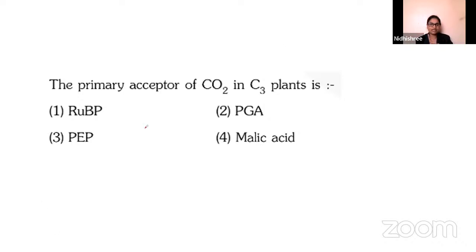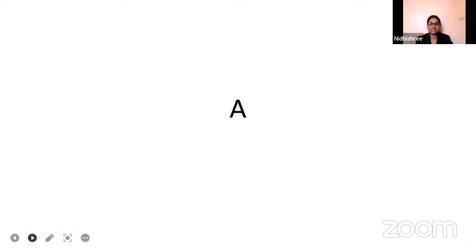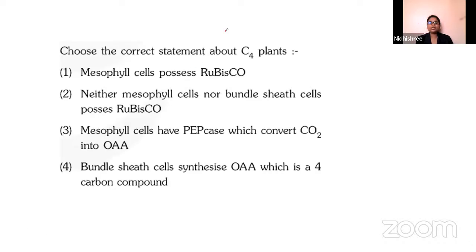Listen here, they did not ask you the first 3-carbon product in C3 cycle. If they asked that, it is PGA. Most of you answered PGA, phosphoglyceric acid. But what they asked is the primary acceptor, and the answer is RuBP.